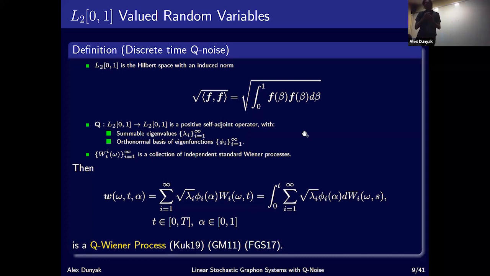Then we need a covariance operator. So we define this Q as a positive self-adjoint operator with summable eigenvalues and an orthonormal basis of eigenfunctions. And finally, we need one more thing: a collection of independent standard Wiener processes. Now, we're not trying to create a probability distribution for this infinite collection of Wiener processes. We're just using them as part of our construction.